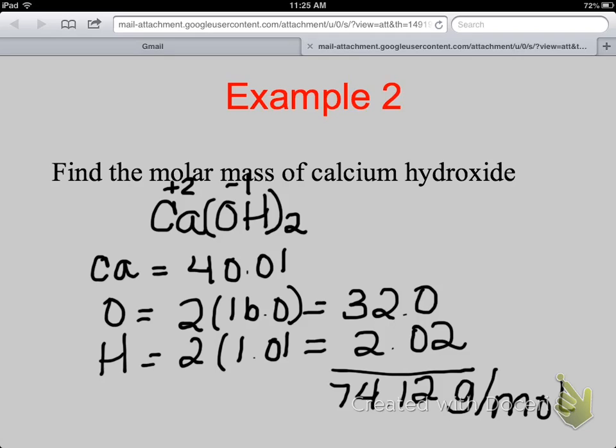So this is going to become a conversion factor that we're going to use later on. For these numbers, when we're calculating molar mass, we don't need to worry about significant figures. We're really just trying to keep 1 or 2 numbers after the decimal point.